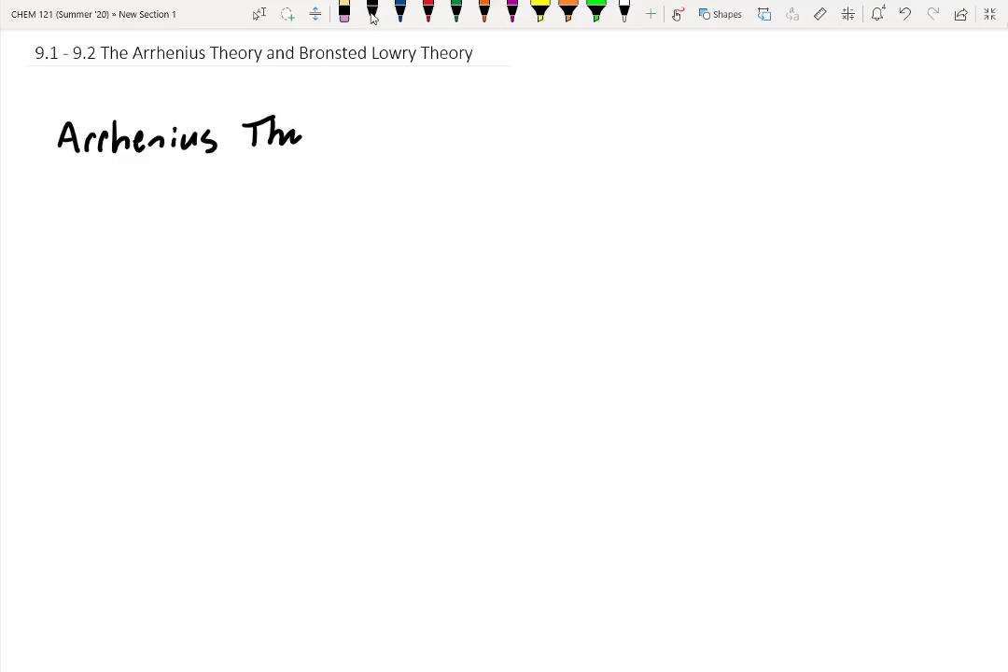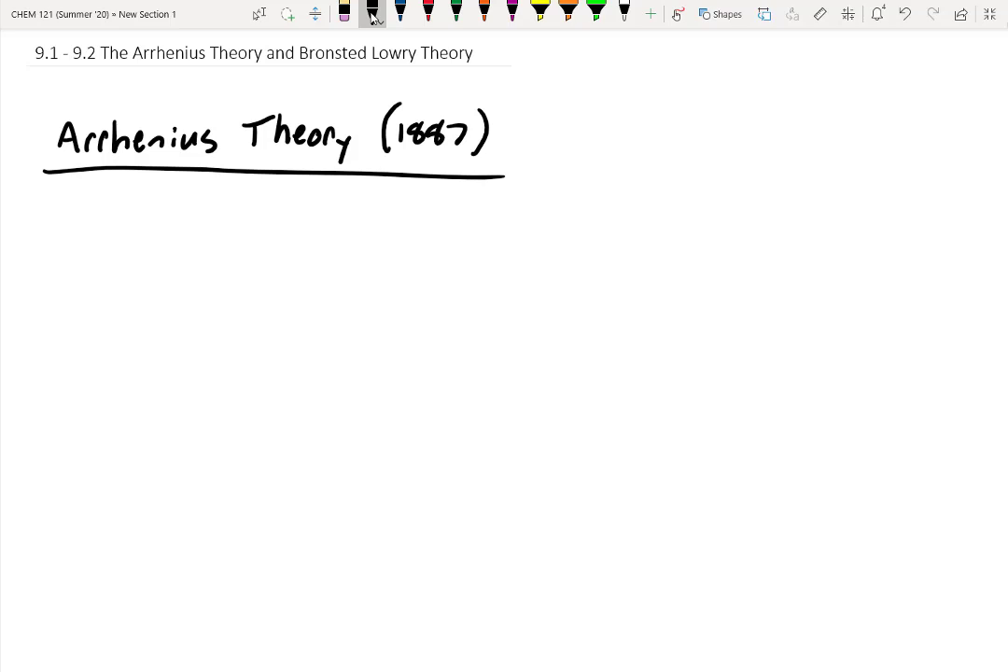This theory is far and away the oldest one, and it was developed in 1887. All right, and it's a pretty simple theory. What he did was he broke things down into either acids or bases. So he called the acids Arrhenius acids, or I guess that's what we call them now. Back then he just called them acids. But it's any substance that produces protons or H plus ions when dissolved in water.